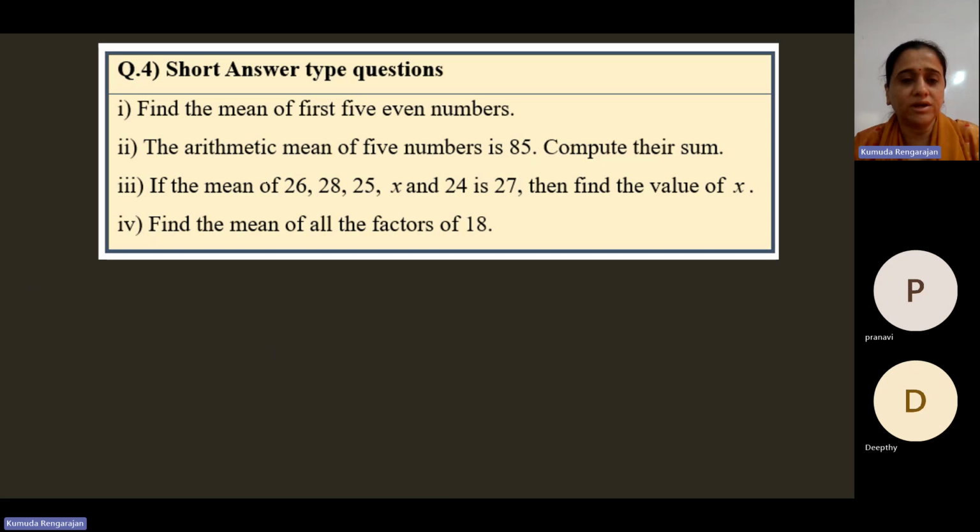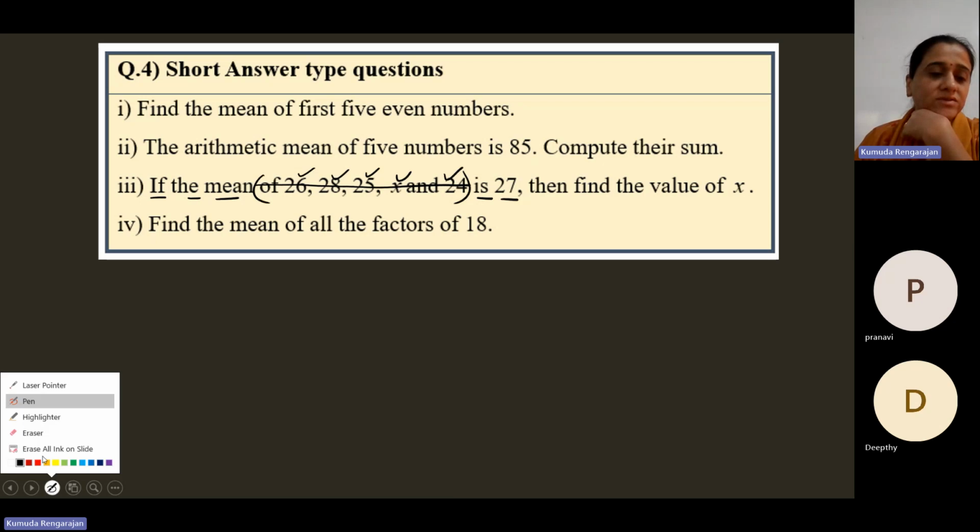Don't read all this. If the mean is 27. The mean is 27. If the mean of what is 27? If the mean of these 5 numbers is 27, find the value of x.